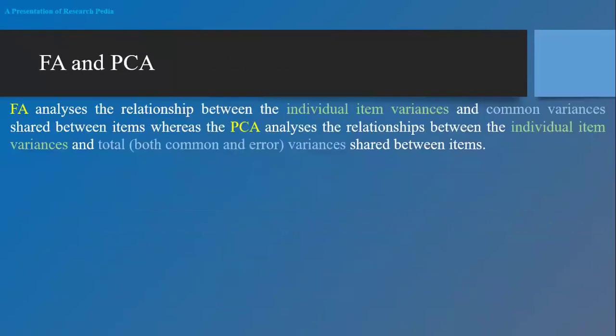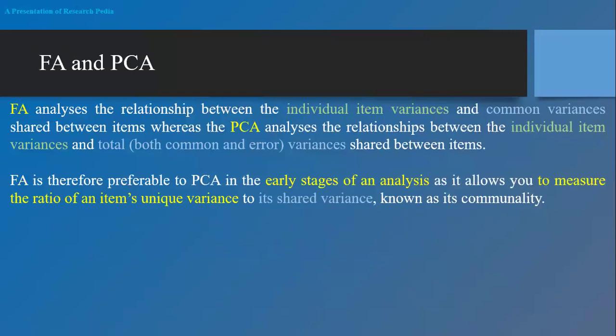FA, meaning factor analysis, analyzes the relationship between individual item variances and common variances shared between items, whereas PCA analyzes the relationship between the individual item variance and total variance shared between items. So that is the difference. Whenever you are comparing the individual items and their common variances, you are dealing with factor analysis. And when you are analyzing the individual item variances with their total variances, it means you are dealing with principal component analysis. That is the basic difference between them.